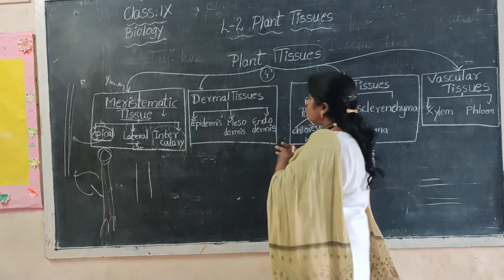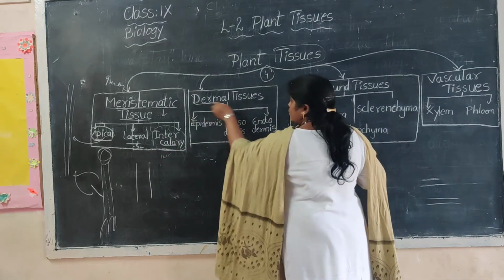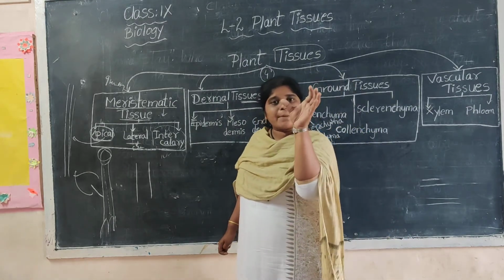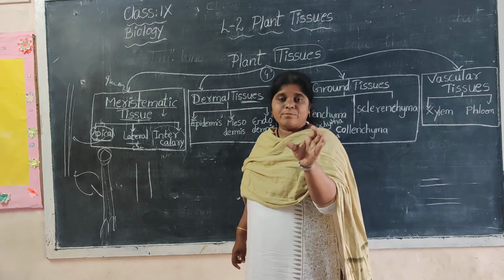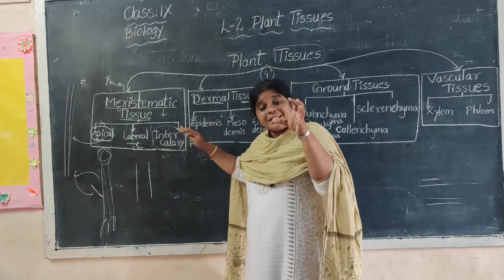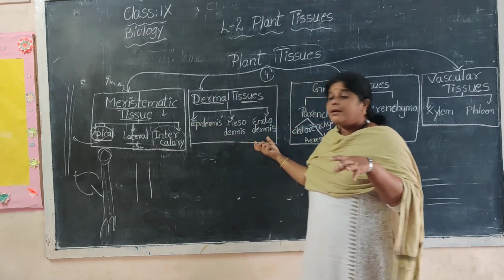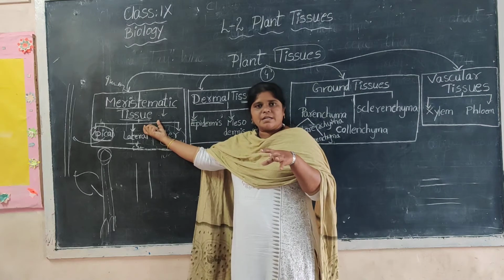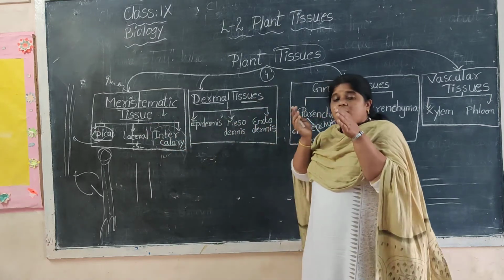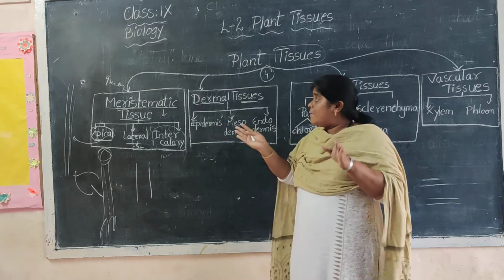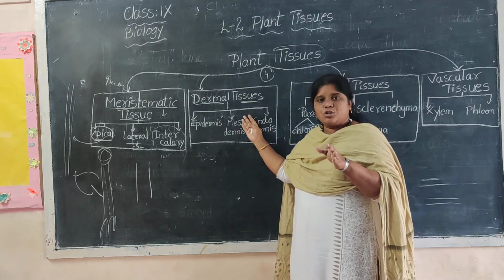Now coming to the second one, called dermal tissue. What is this one? Dermal tissue. The cover of the plant, the protection of the plant. The protection of the plant will be done by dermal tissue. The growth will be done by meristematic tissue. The protection of the stem, the protection of the plant will be done by dermal tissue.